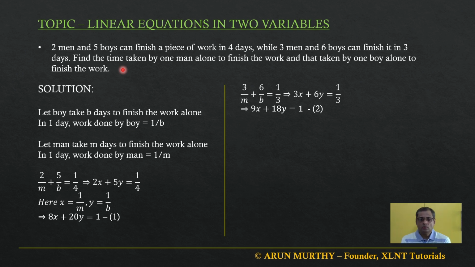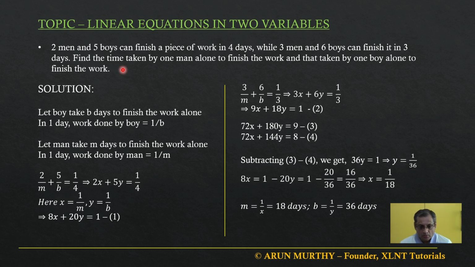Now we can solve this using one of the algebraic methods: substitution, elimination, cross multiplication, etc. I will use elimination. First equation, multiply by 9 to get 72x plus 180y equals 9. Second equation, multiply by 8 so that we get 72x plus 144y is equal to 8. Please make sure you multiply each and every term. I see students forgetting to multiply one or more terms and then they will not be able to get the answer. So the idea is to eliminate x here.